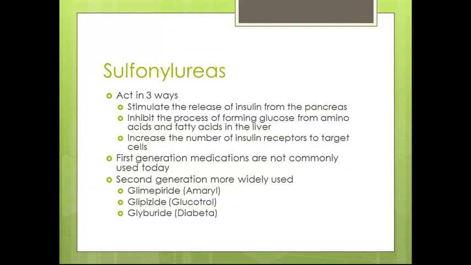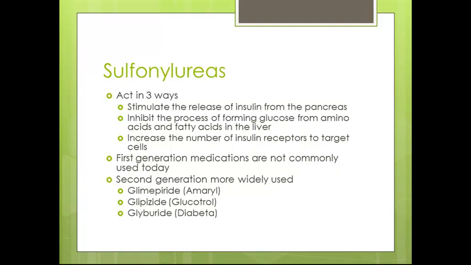Sulfonylureas act in 3 ways. They stimulate the release of insulin from the pancreas. They inhibit the process of forming glucose from amino acids and fatty acids in the liver. They increase the number of insulin receptors to target cells. First generation medications are not commonly used today.